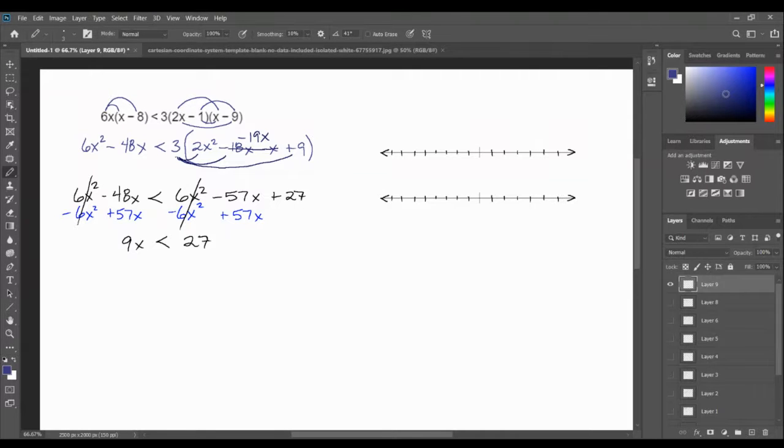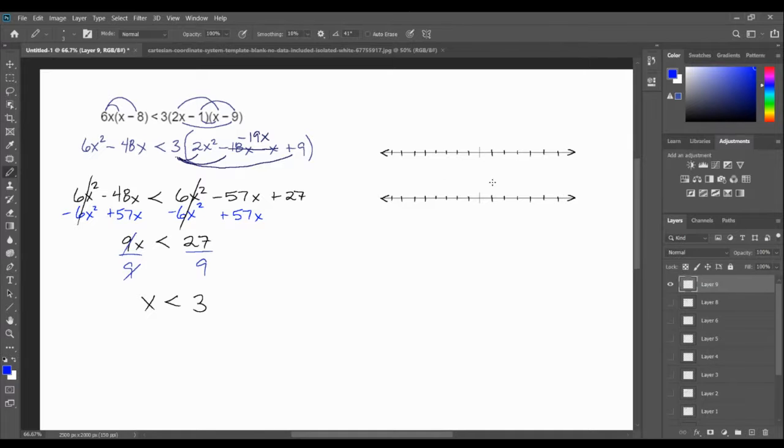Now I can divide both sides. That simplified a whole bunch. Divide both sides by 9. 9 divided by 9 is 1. I'm left with x is less than 27 divided by 9, which is 3.